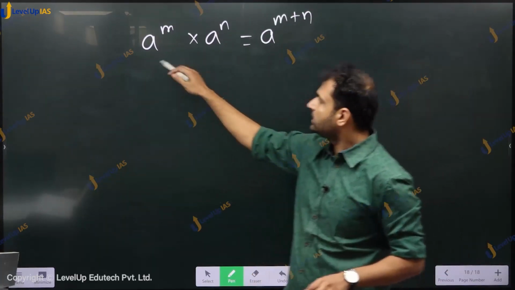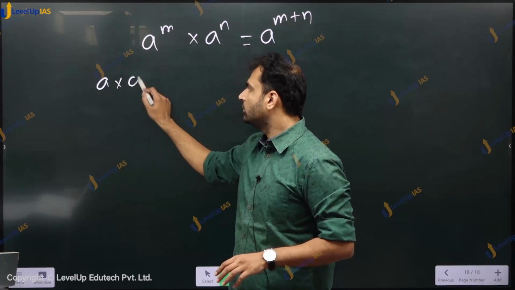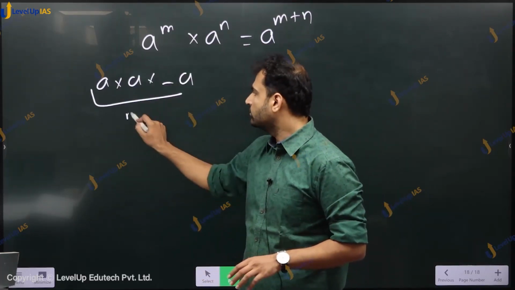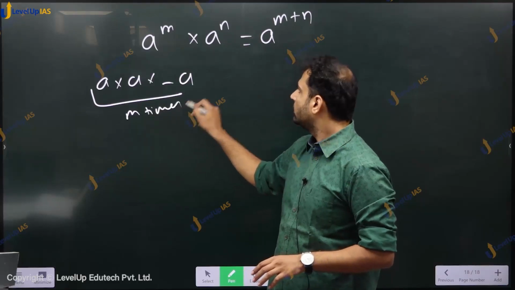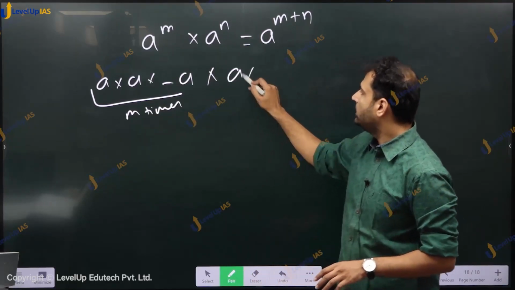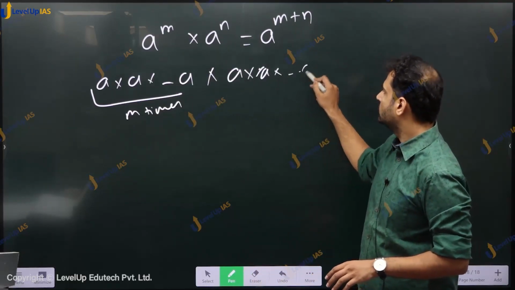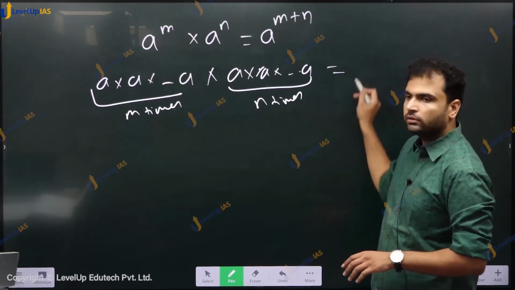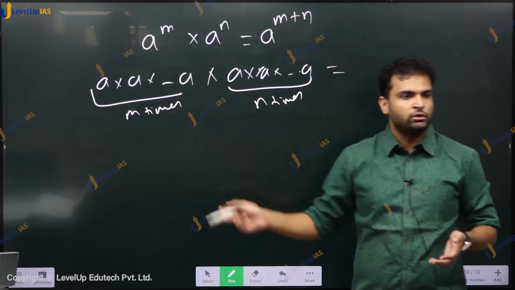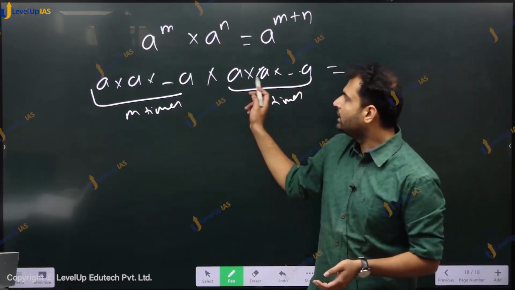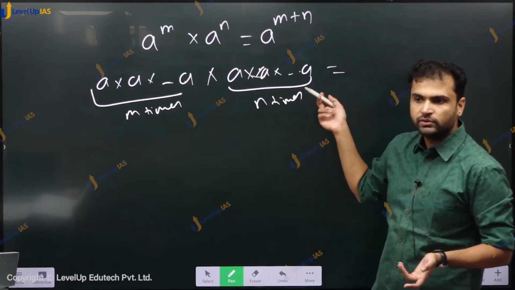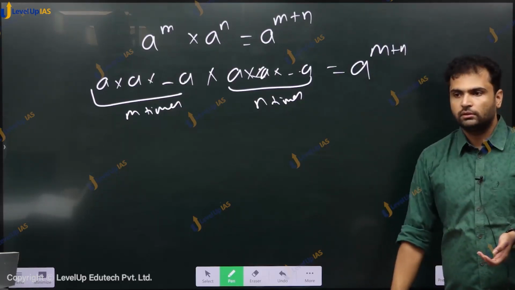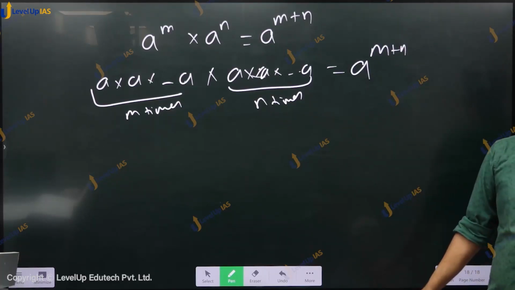Why is it? What is a raised to m? It is nothing but a multiplied m times. And what is a raised to n? It is a multiplied n times. Is nothing but multiplication of a only. A multiplied m plus n times, which is written as a raised to m plus n. Simple rules.